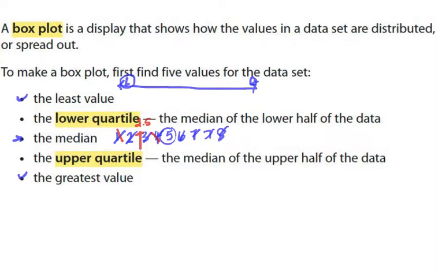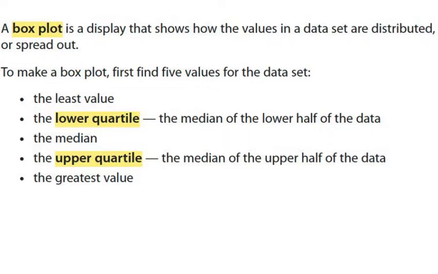The upper quartile is just finding the median of the upper half. So if I cancel these out, between 7 and 7 is just 7. That would be our upper quartile. So you've already found how to figure out these 5 values that you need, and those are the only 5 values you need for a box plot. So let's get started and try to create one together.